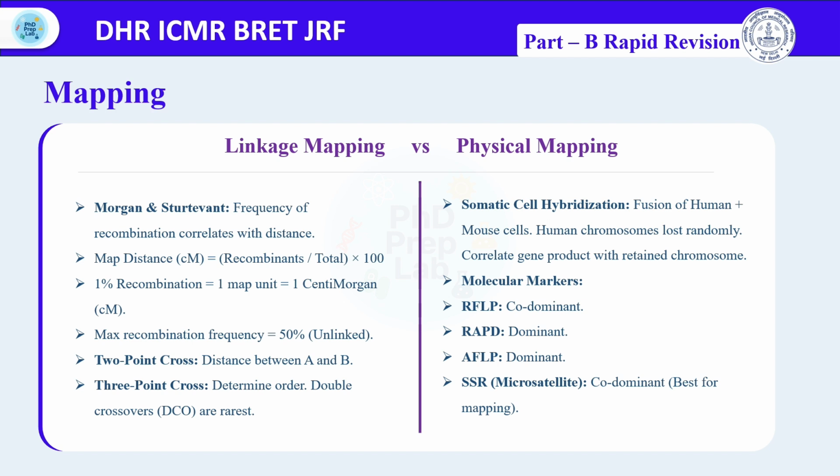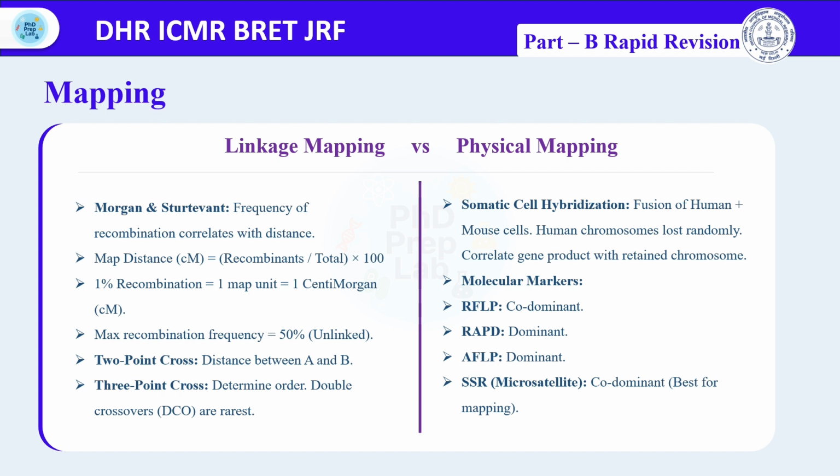The formula is recombinants divided by total, multiplied by 100. When 1% recombination is given, it means 1 map unit or 1 centimorgan. The maximum recombination frequency is always 50%, which occurs between unlinked alleles. Unlinked alleles means they are not linked, they are present at a distance on the chromosome. Now you have the 2-point cross, which gives the distance between A and B, and the 3-point cross, which determines the order. The double crossovers are the rarest. The order means identifying which alleles are present in which order. Is it ABC or ACB, like that?